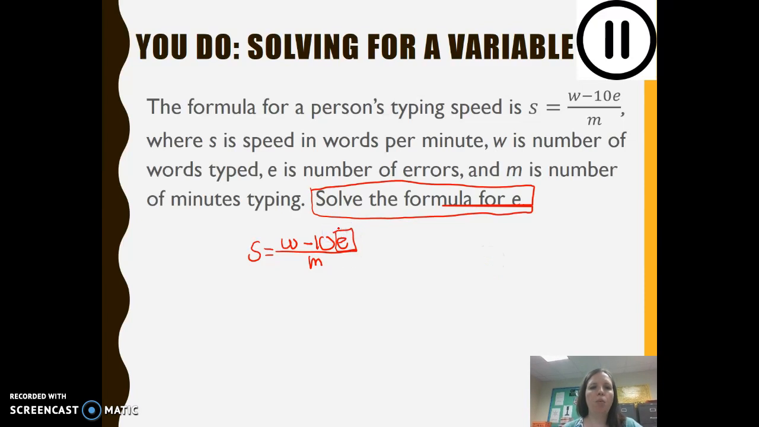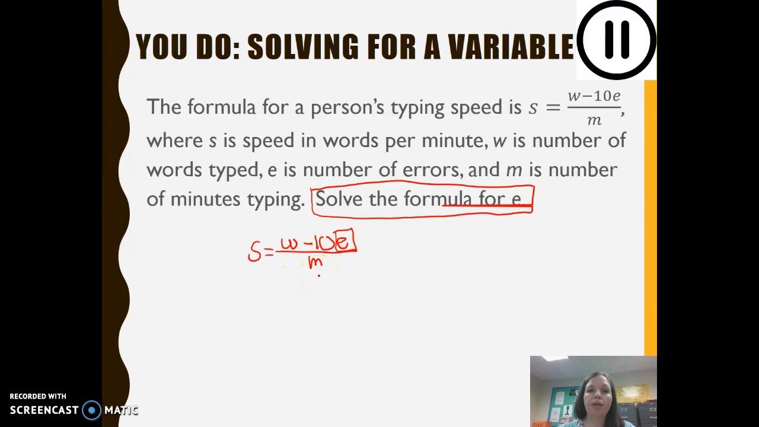So I want to think about what operations are happening to E. Then I'm going to undo those operations. Remember, you not only want to do the opposite operation, but you want to do them in the opposite order. So think about what's going to happen to E here. I'm going to be multiplying by 10. I'm going to be subtracting with W. And then I'm going to be dividing by M.